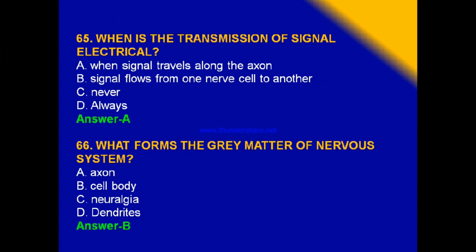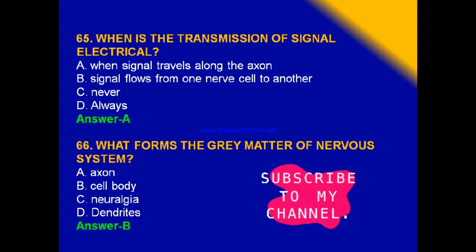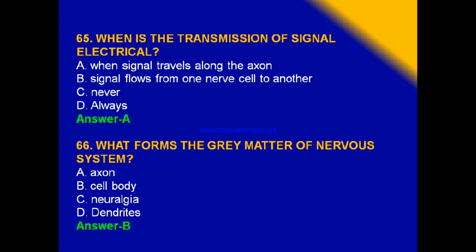Next, when is the transmission of signal electrical? When signal travels along the axon. Signal flows from one nerve cell to another nerve cell. Never or always. So when is the transmission of signal electrical? When signal travels along the axons of neurons. Option A is the correct answer.